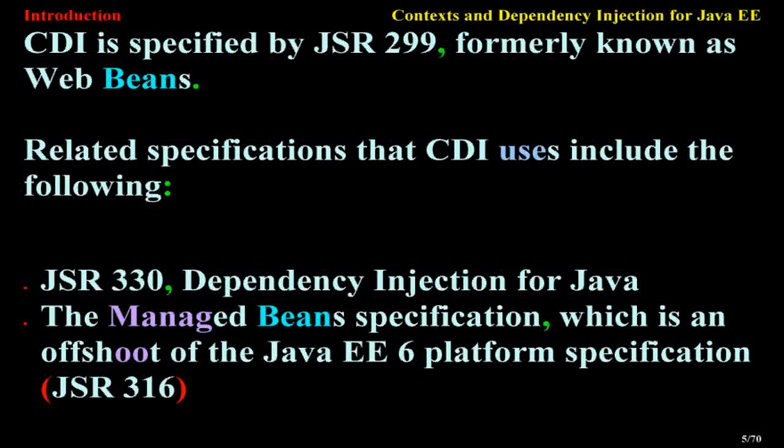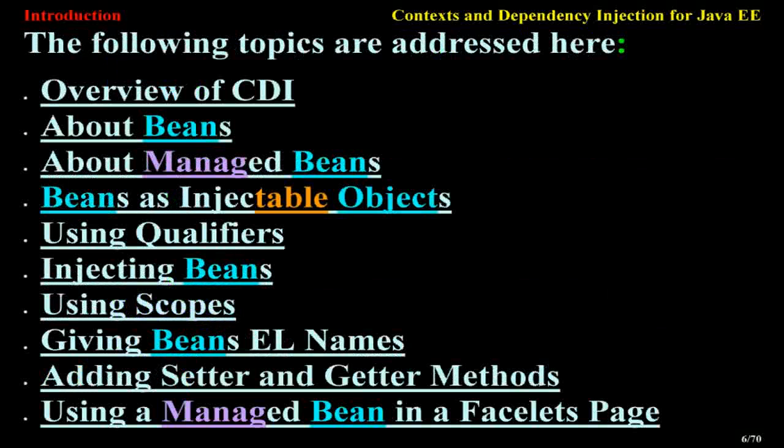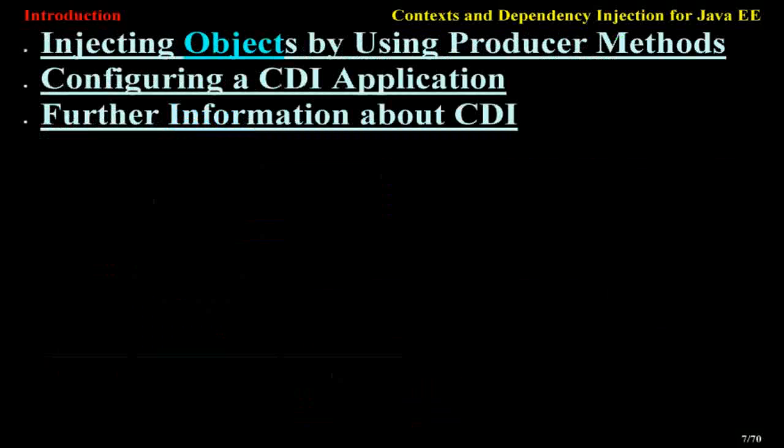The following topics are addressed here. Overview of CDI. About Beans. About Managed Beans. Beans as injectable objects. Using qualifiers. Injecting beans. Using scopes. Giving beans EL names. Adding setter and getter methods. Using a managed bean in a Facelets page. Injecting objects by using producer methods. Configuring a CDI application. Further information about CDI.